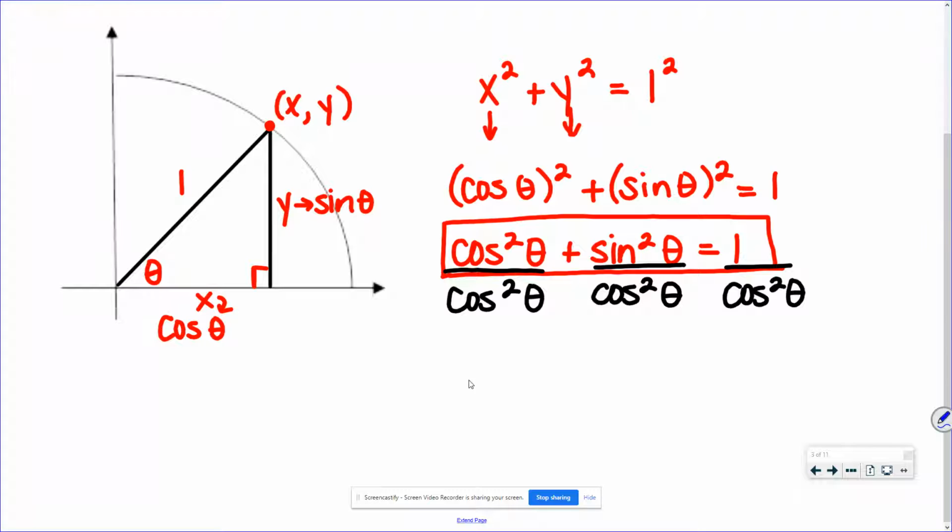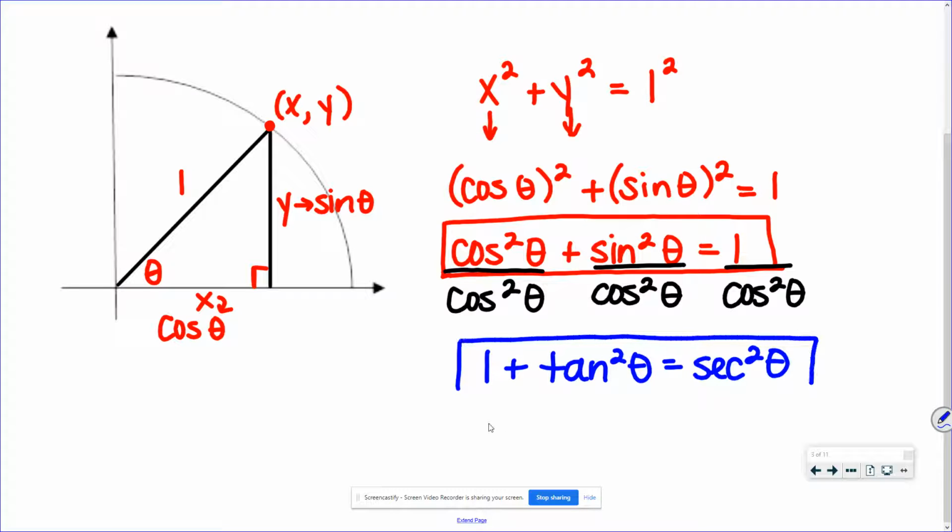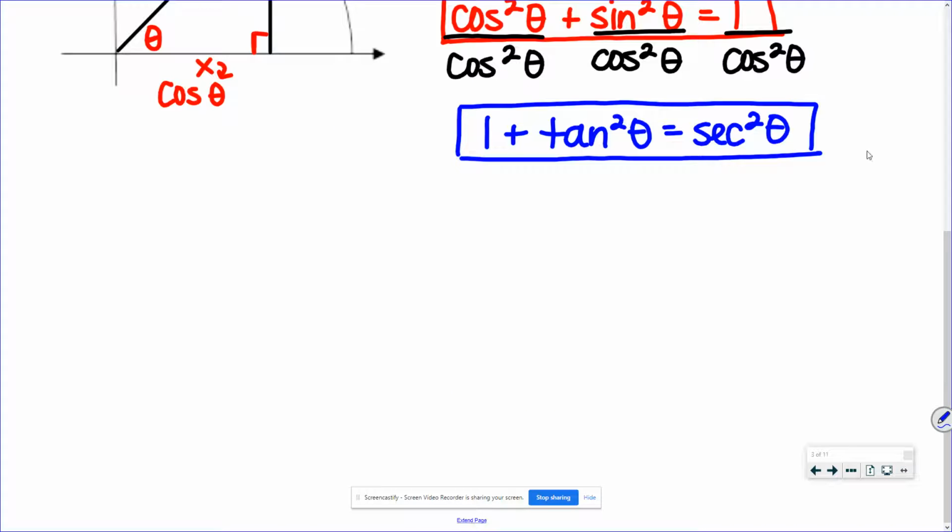And when I divide each term by cosine squared, I would get 1 plus... Sine over cos is tangent, so that would be tangent squared. And 1 over cos is the same as secant, so this would be secant squared. And so what you've got is a new Pythagorean identity, all based off of the first one, but still just written in a different way, so it may help us with different situations.